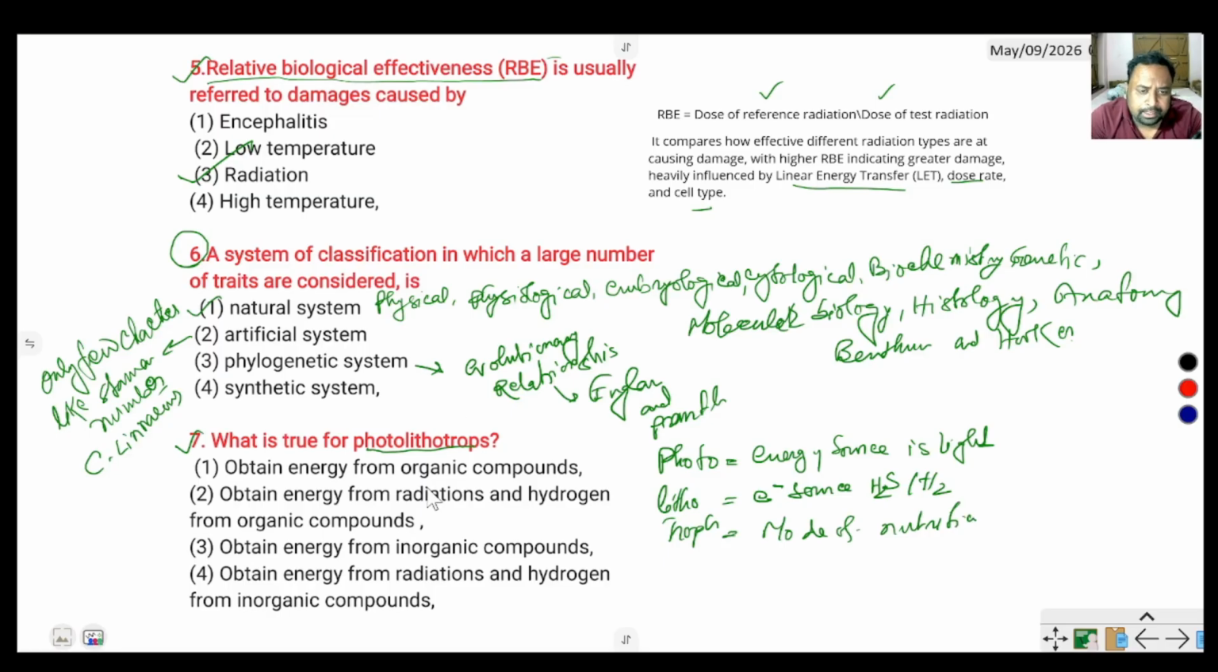Okay, so obtain energy from organic compound, not false. Obtain energy from radiation and hydrogen from organic compound, that is also false. Obtain energy from inorganic compounds, sometimes right, but obtain energy from radiation and hydrogen from inorganic compounds. 4 is the correct option.